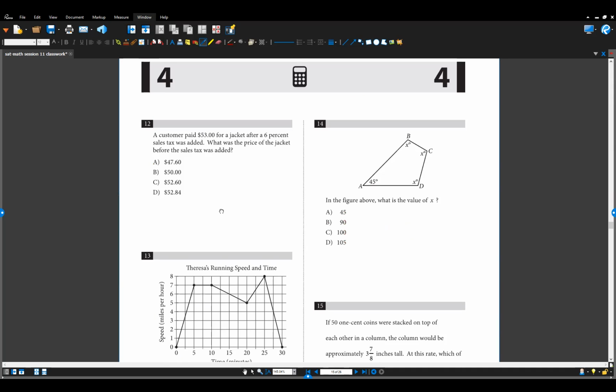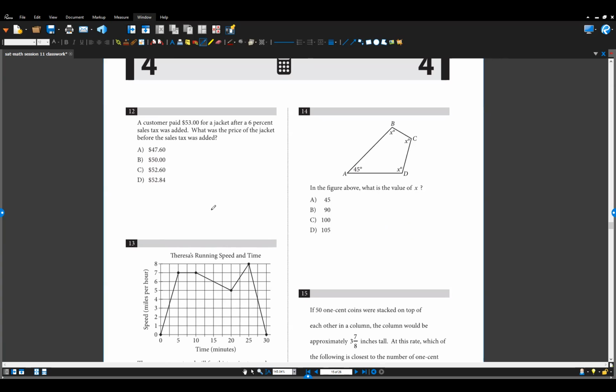All right, number 12. A customer paid $53 for a jacket after 6% sales tax was added. What was the price of the jacket before the sales tax? Okay, before sales tax. So x times 1.06 equals $53. This is the original price plus 6% sales tax. To find the original amount, the cost will be 53 over 1.06, which is $50. Okay, choice B is the answer.